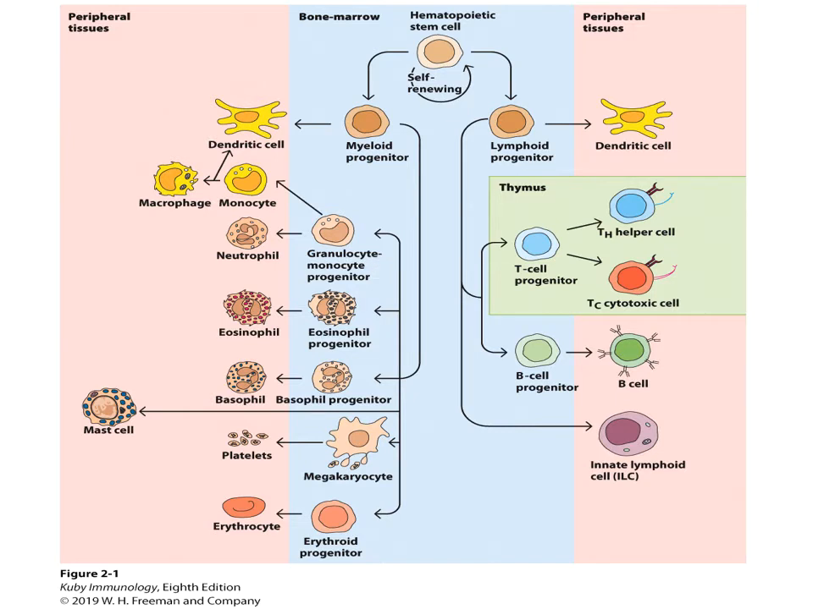I would be so happy if you remember that lymphoid progenitor cells derive T cells and B cells, and myeloid progenitors derive our neutrophils, eosinophils, basophils, and our platelets. And again, keep in mind that there's additional subsets within this.